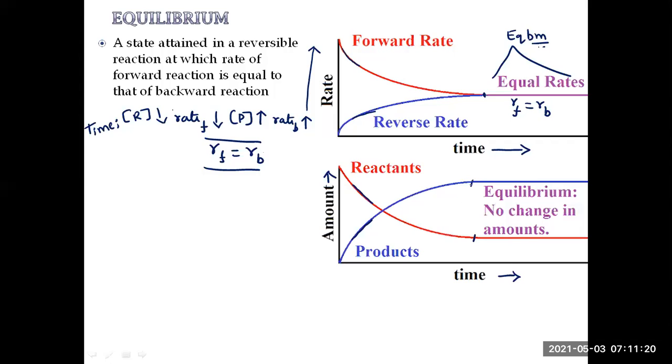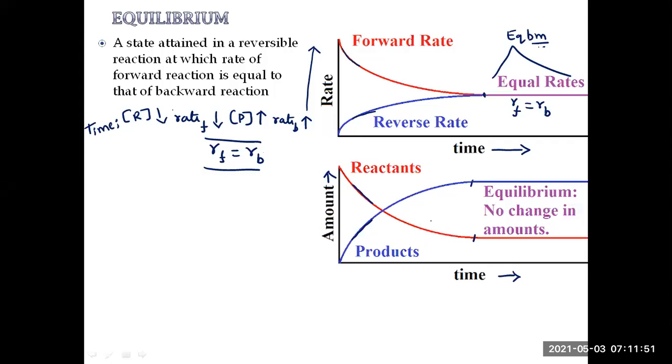So once the concentrations of reactants and products remain constant in a reversible reaction, you can declare the reaction is at equilibrium. Both the graphs you should compare. So don't get confused. Write concentration on the y-axis for the first graph and draw this kind of diagram. So rates become equal and concentrations remain unchanged after equilibrium is attained.